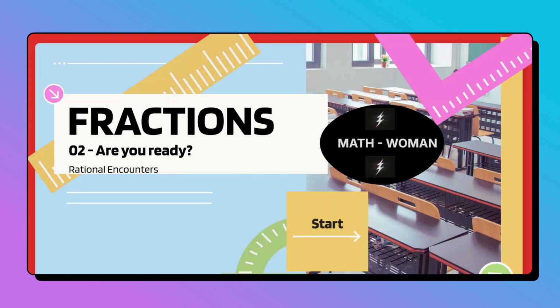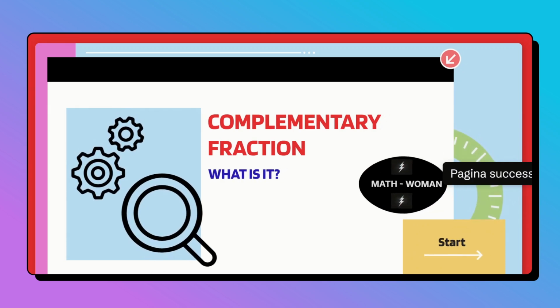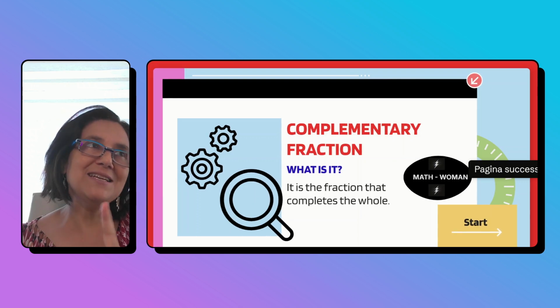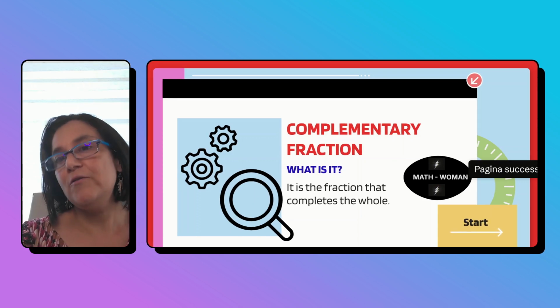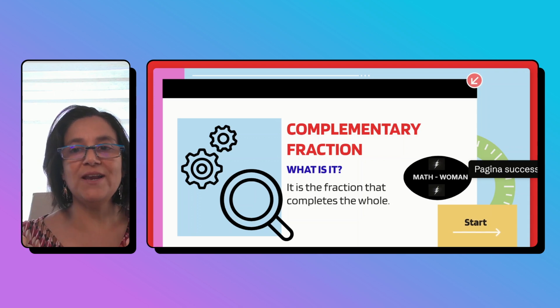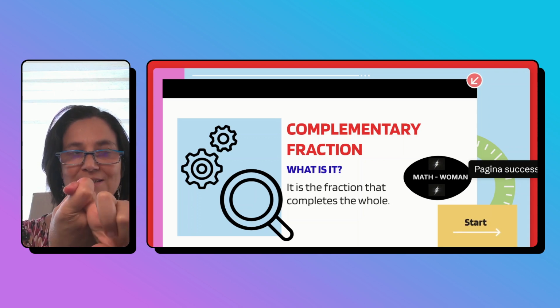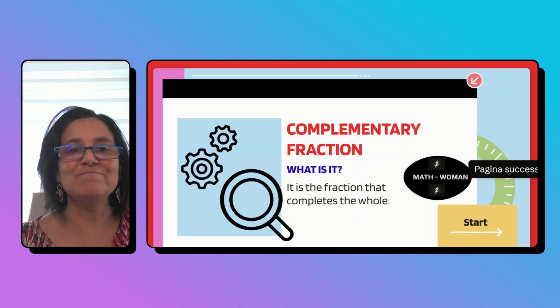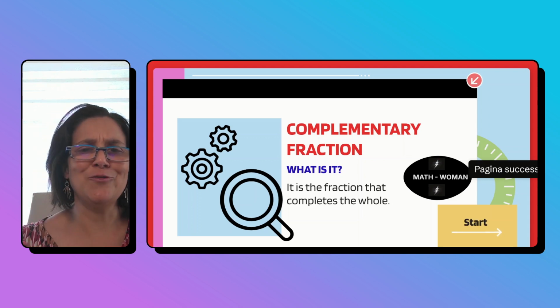But now let's go, because special encounters wait even in rational number world. So let's go. And here is my first encounter, complementary fractions. Even if the name is quite ugly, the idea is kind of romantic. Why? If we have one fraction, we are looking for another one which combined with it forms the whole one. So they complete each other.